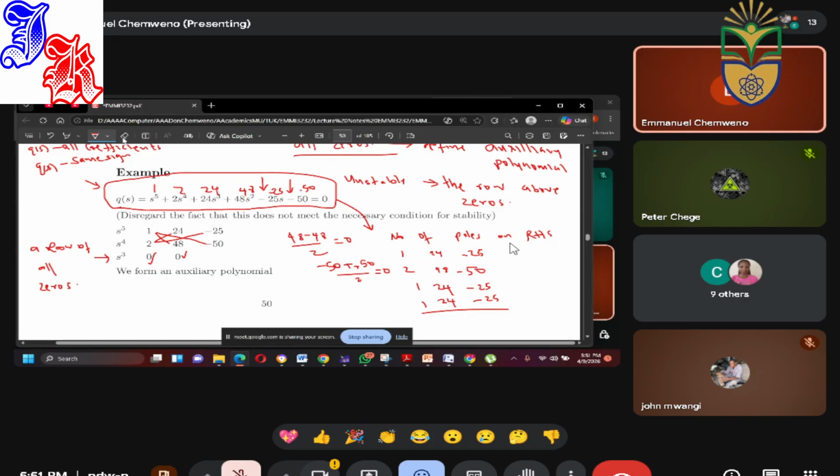What happens? If you get a row of all zeros, then we go to the row above the all zeros. So you have 2, 48, minus 50. So you make a polynomial based on this row. This is s power 4. So it becomes 2s power 4 plus 48s squared minus 50.